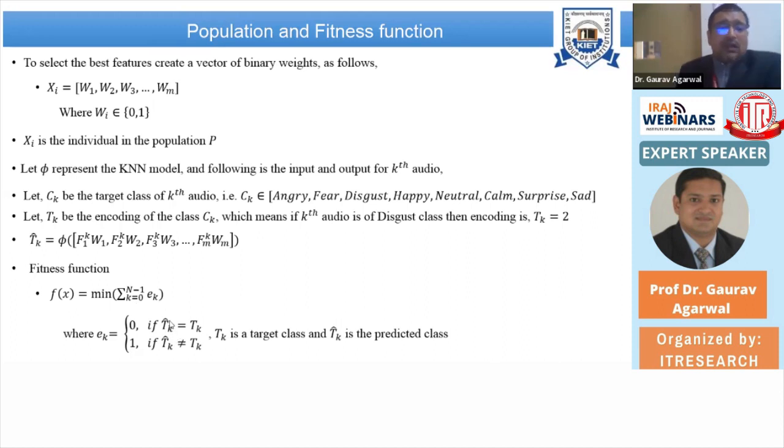If the predicted output is equal to the target output, I can say the error is 0. If the predicted output is not equal to the target output, I can say the error is 1. Because we are dealing with binary weights, the value may be either 0 or 1. For the complete weighted matrix for which we have the minimum error, that particular weight matrix will be selected, and on that basis we can select the features.